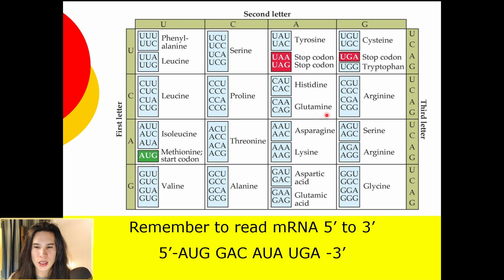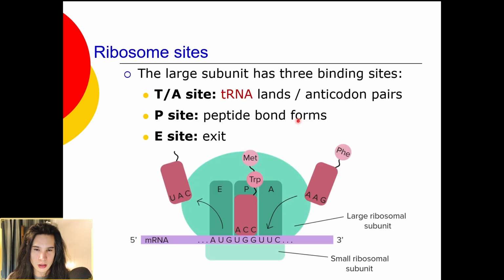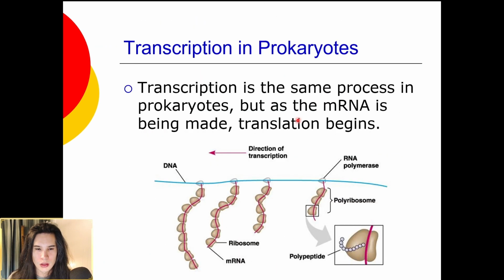Here we have some redundancy, like glutamine, it could be coded by CAA or CAG. So let's say your original sequence was CAA and you replace that A with a G. Well, it still codes for glutamine. Thank goodness. Your protein is not going to be affected, assuming that's a good protein.